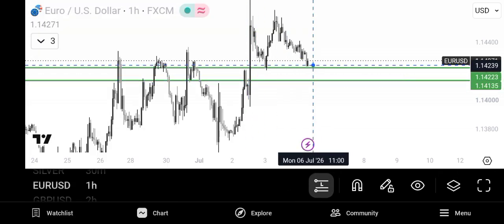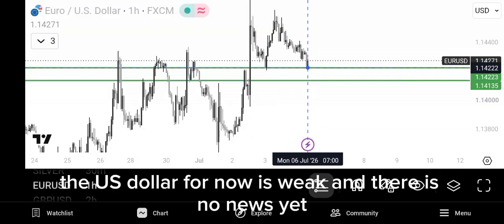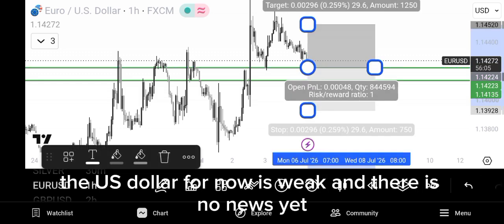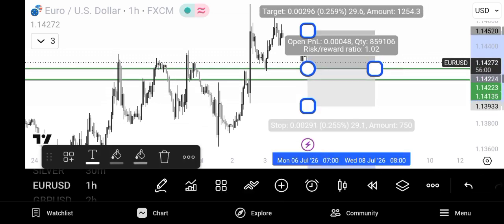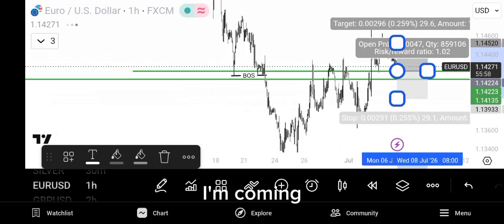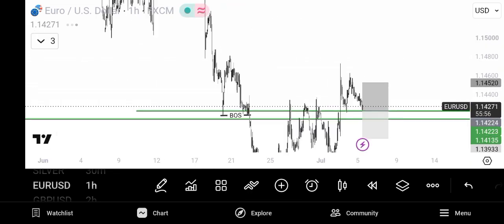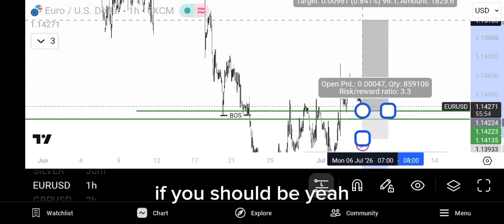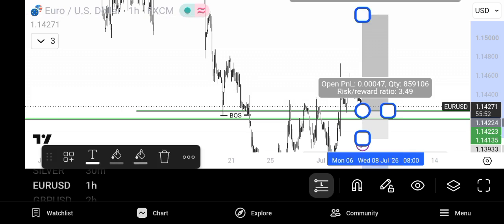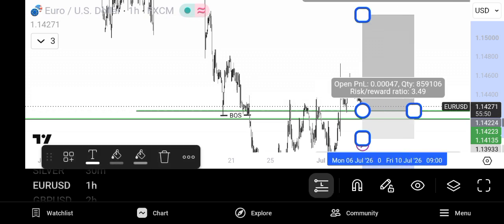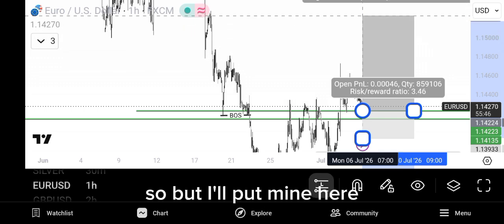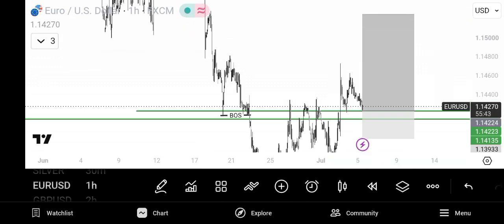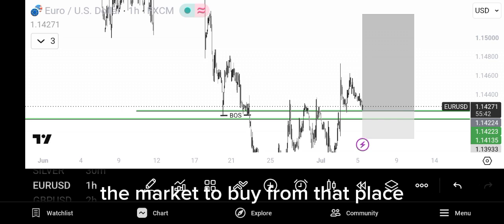Because the US dollar for now is weak and there's no news yet, I'll give my stop loss here. The price should be here. The nearest key level, you can be here, it can be here, but I'll put mine here. Buy the market from that place.